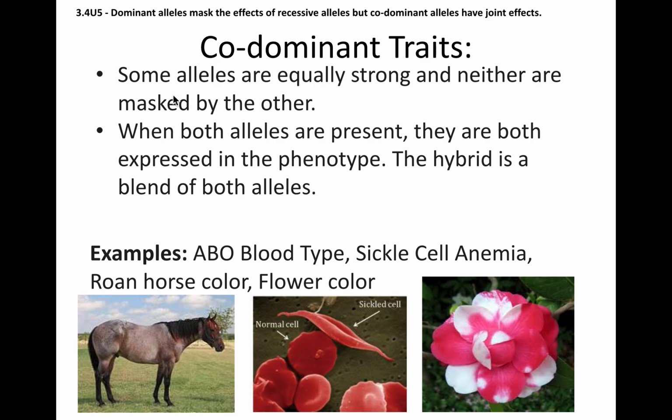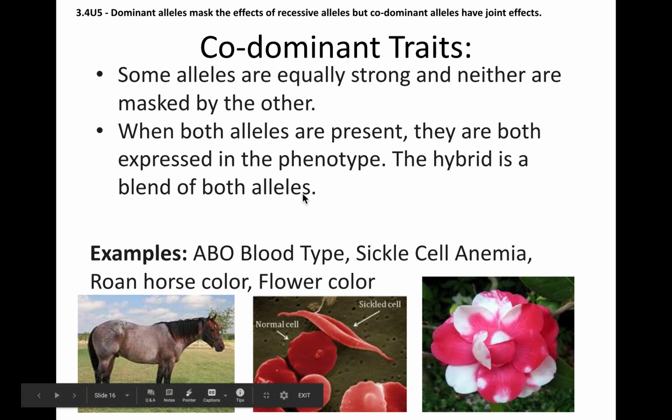So the way we would define this is some alleles are equally strong and neither is masked by the other. So that means neither is hidden, neither is dominated. So when both alleles are present, they are both expressed in the phenotype. The hybrid is a blend of both alleles.